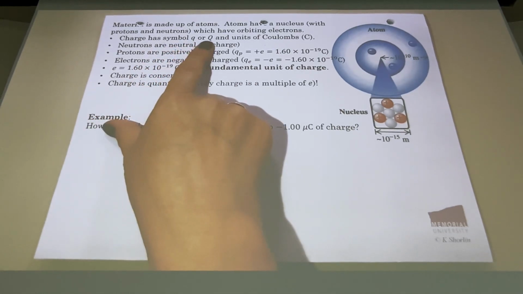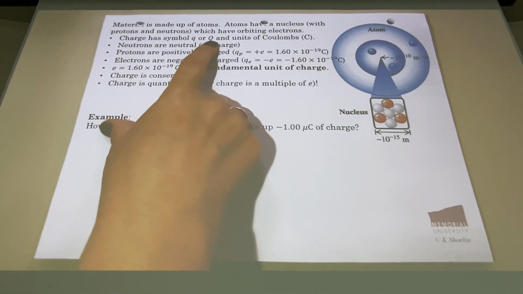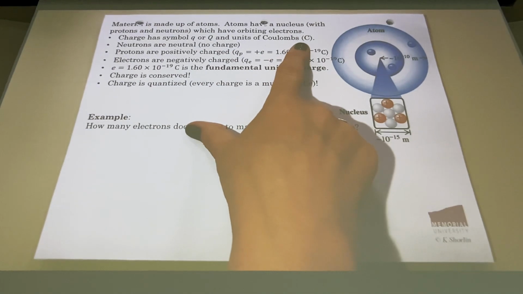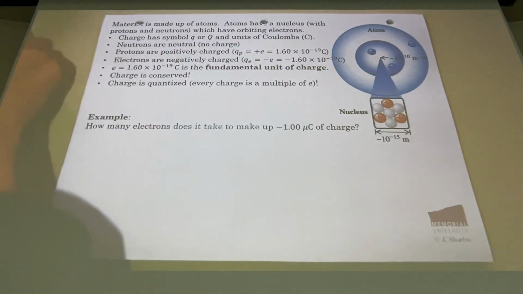Charge, this bit you might not know. For our symbol of charge, we'll always use a Q. Sometimes it'll be lowercase, sometimes it'll be uppercase. We'll go back and forth. The units of charge are called coulombs. That's after the French physicist who studied this stuff. That has a symbol of C.